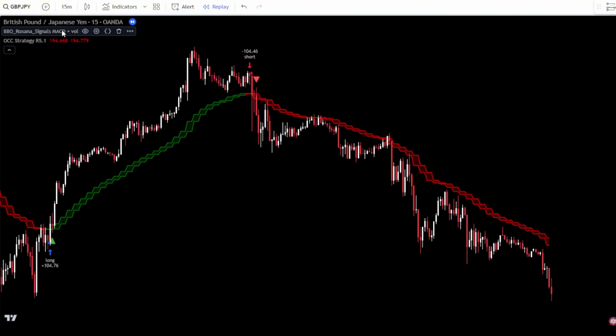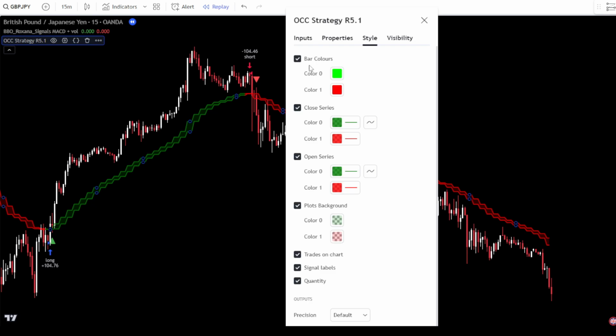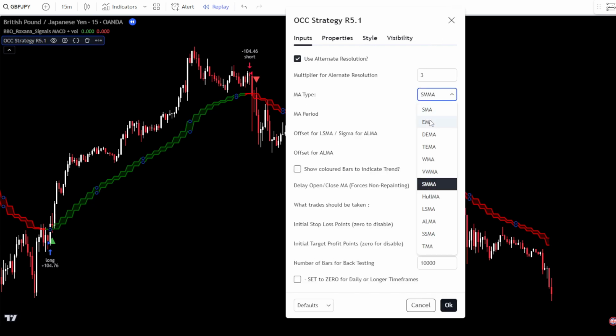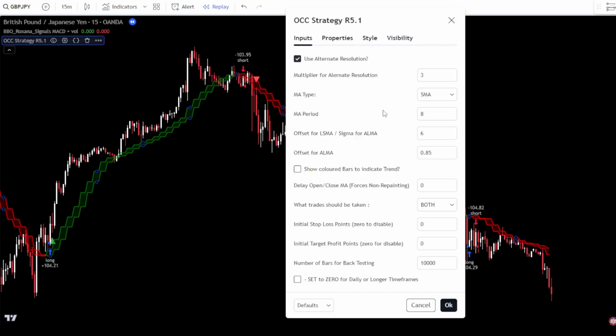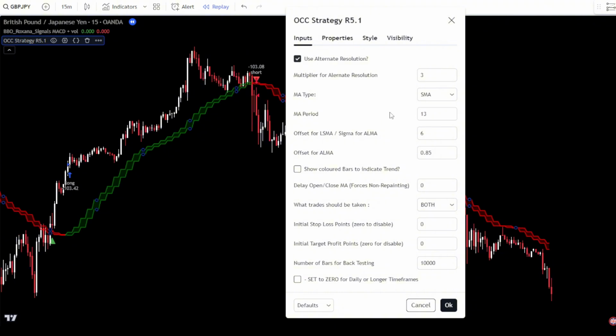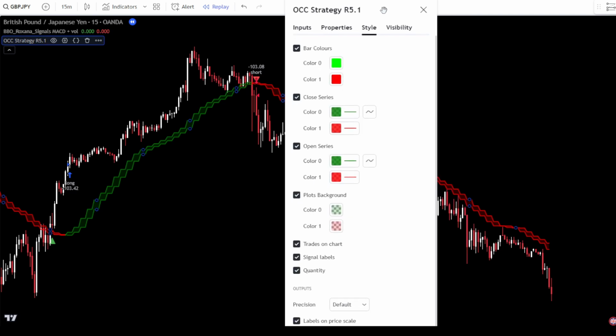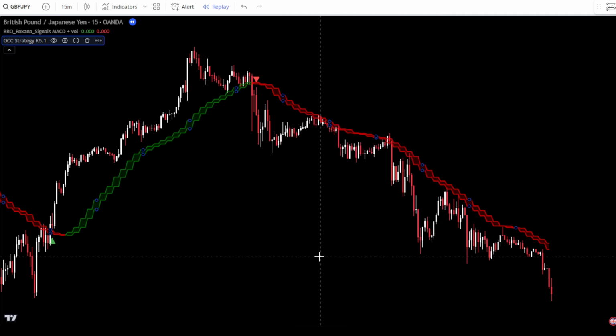In the Input tab, change the MA type to SMA. For MA period, change the value to 13. After that, go to the Style tab. Remove the checkmarks for trades on chart, signal labels, and quantity. Finally, click OK to confirm the changes.